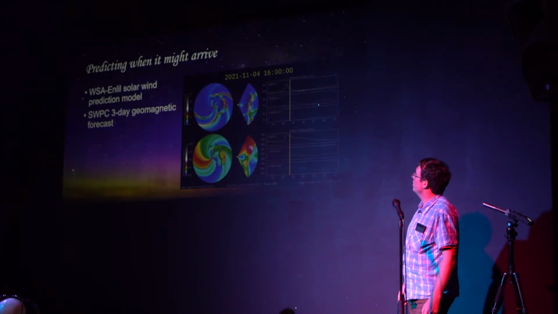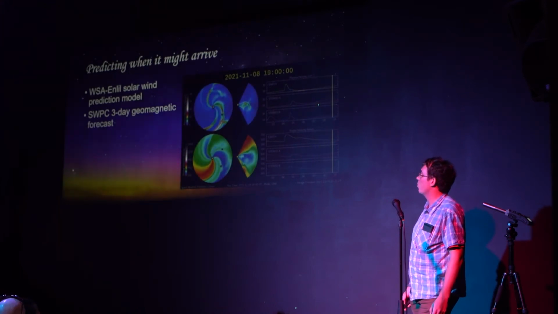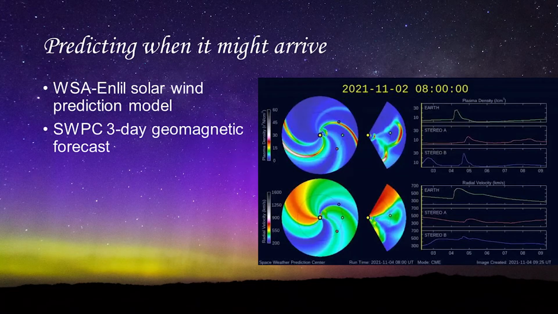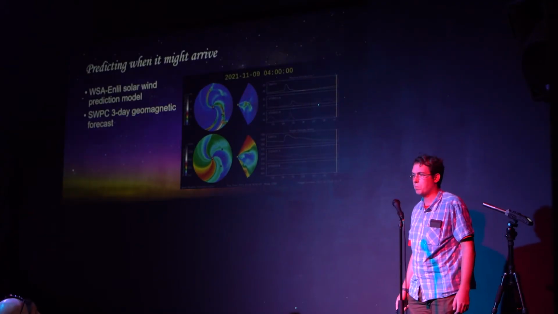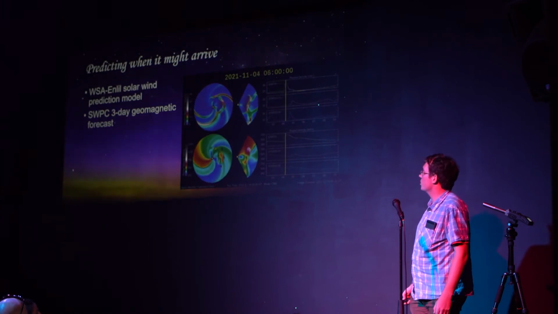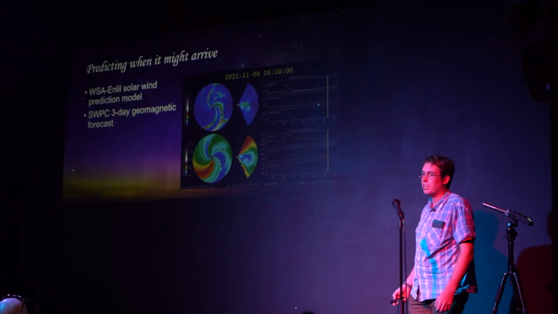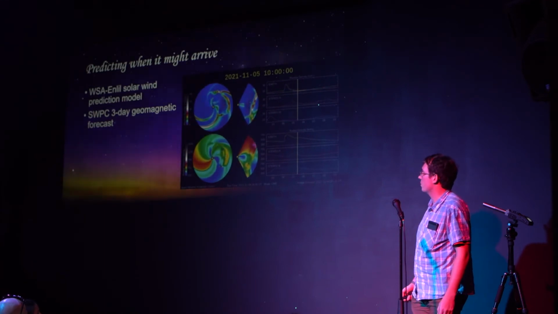So assuming you have an event, you want to look at the forecast to see when it will arrive. One of the best ways to do it is the WSA-Enlil solar wind prediction model. This predicts when solar wind is going to arrive, which direction it's heading out of the sun from, how fast the solar wind will be, proton density, all that kind of stuff. There's also the text-based Space Weather Prediction Center 3-day geomagnetic forecast, which is a pretty good indicator as well, just a quick glance to see if there's probably going to be something.